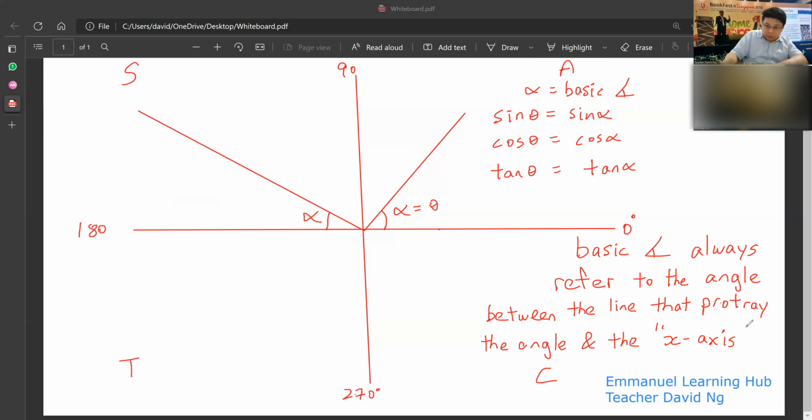The so-called x-axis, because this is actually not an xy coordinate. Do you realize this is actually not an xy coordinate? That's why my x-axis is in inverted commas. Basic angle always refers to the angle between the line that portrays the angle and the x-axis. Make sense to you? In this case, alpha is the basic angle. Clear? Probably I can call it a horizontal axis. Why is sine theta sine alpha?